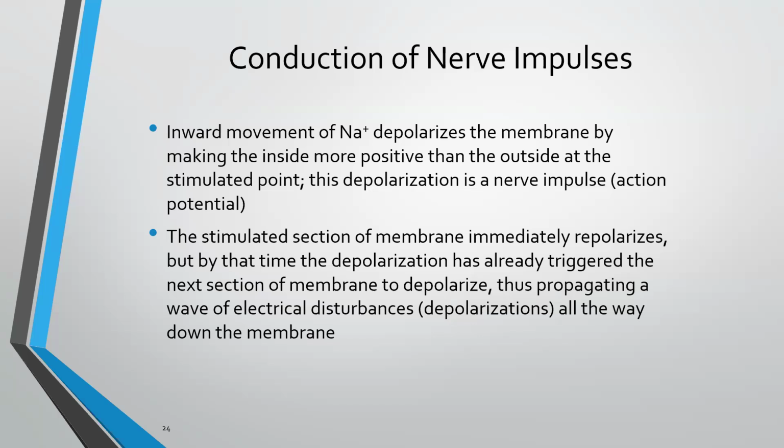So why are nerve impulses called action potentials? It's because each one is a difference in charge, called electrical potential, that triggers an action by the cell.